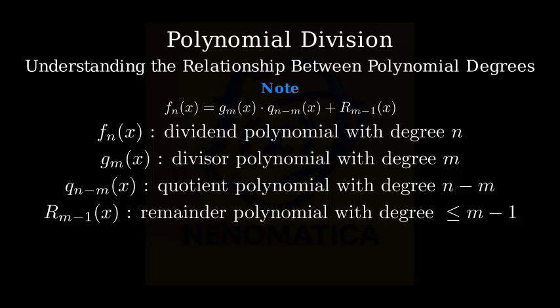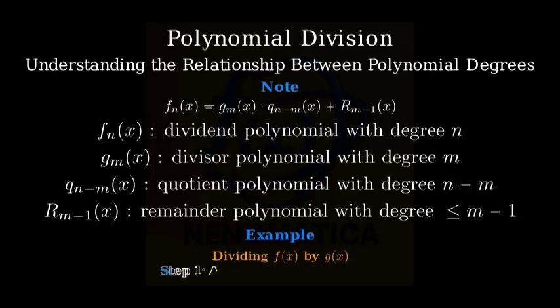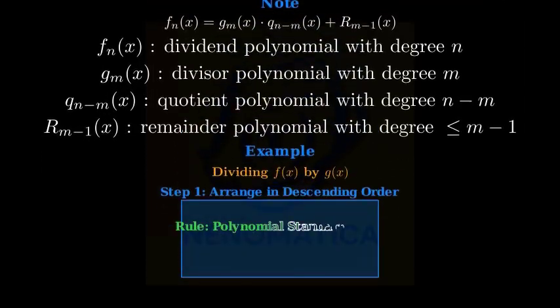Now, let's discuss the steps for dividing a polynomial f of x by another polynomial g of x. The steps are as follows. Step 1. We arrange both polynomials in descending order of the variable x.